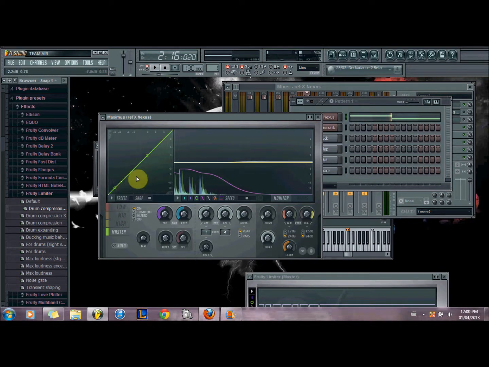Now, since the threshold is the point at which the compressor starts reacting, no matter how much I move this, it will not make a difference until I bring it up to this level or lower. So if I put it down here, since the level went up to about here, it will even it out a little bit. Now here I will show you what this does.